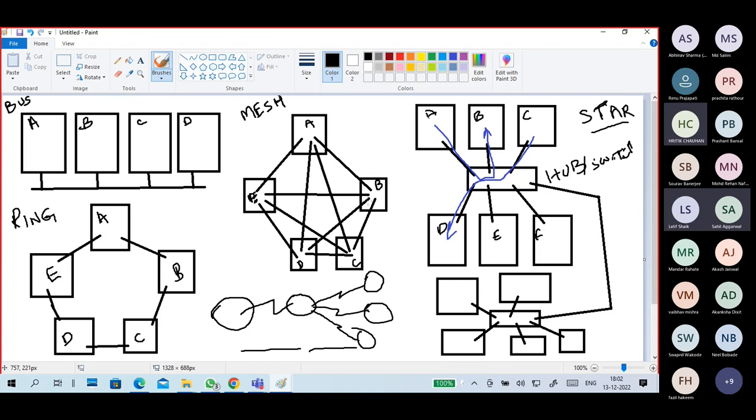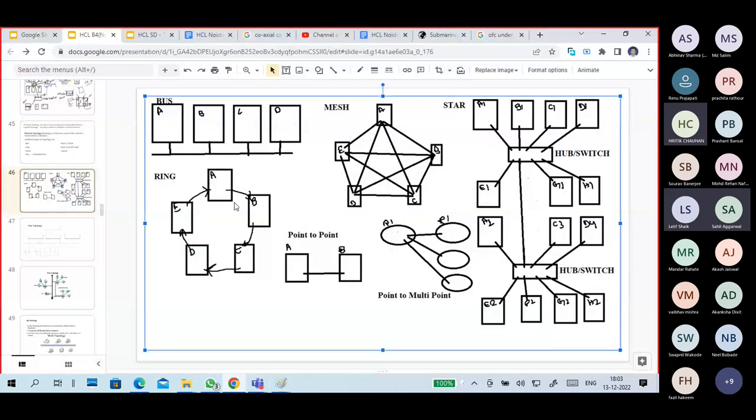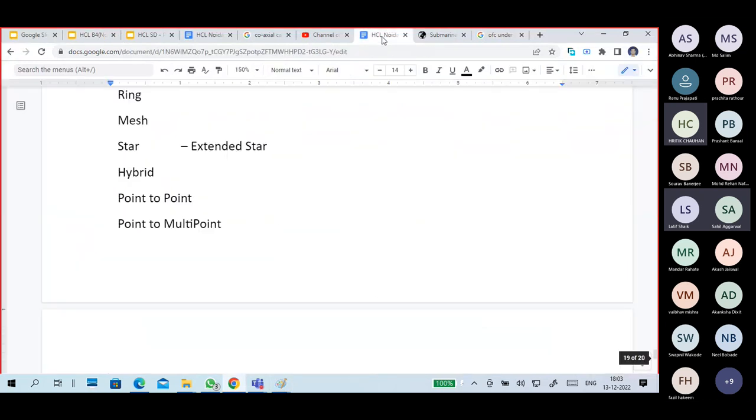What is hybrid? A combination of two topologies together, like a mesh topology and star topology combined, called a full mesh topology. That is called a hybrid topology.